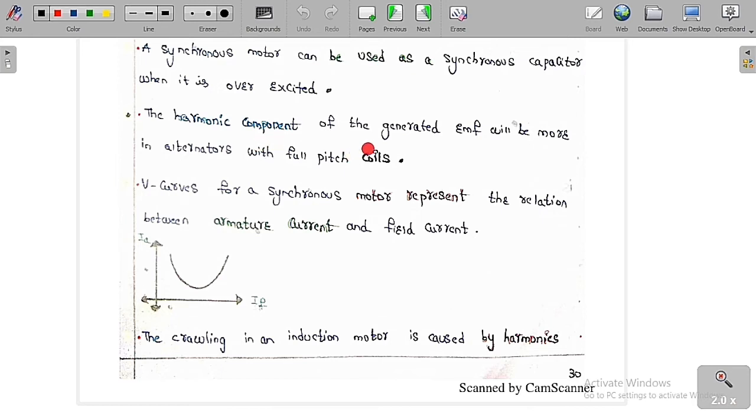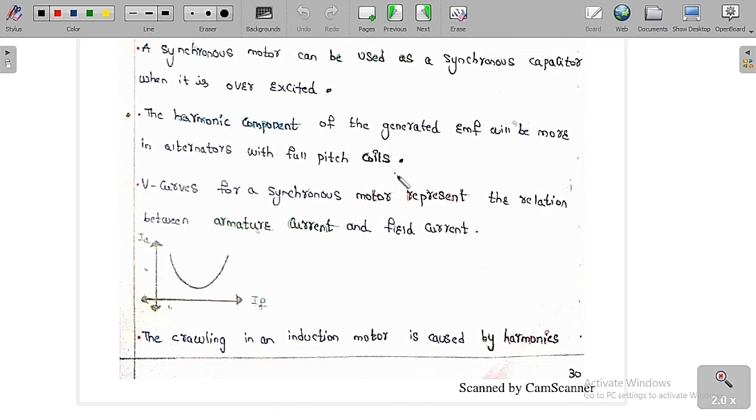The harmonic component of the generated EMF will be more in the alternators with full pitch coils. I have already told you, if you go for the full pitch coils, whenever the coil span is equal to the pole pitch, then we call these windings full pitch coils. Whenever the coil span is less than the pole pitch, it is called short pitch winding. And whenever the coil span is greater than the pole pitch, it is called over pitch winding. All of these things I have already told you.